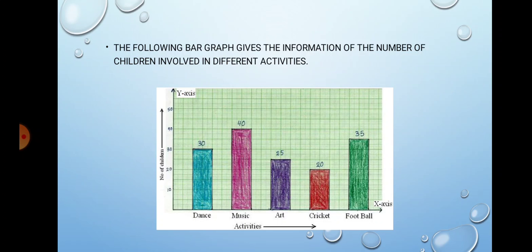It shows the number of children involved in different activities. As you know, the horizontal line is the x-axis and the vertical line is the y-axis. In the x-axis, they have given various activities like dance, music, art, cricket and football. In the y-axis they have given the number of children involved in all those activities. And you can see they have uniformly skipped the numbers, and the beginning is 0.